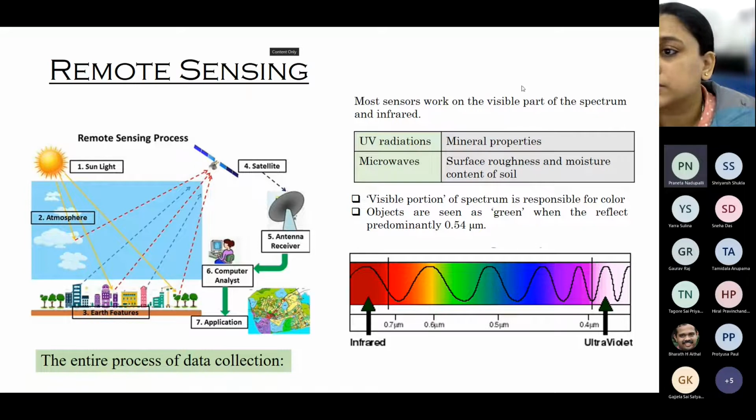Mostly we will be concerned with the visible part of the spectrum and infrared, but other radiations are also useful for different things. UV radiation is used for mineral properties, and microwave for surface roughness and moisture content. The visible portion of the spectrum is also responsible for color. The color that objects reflect is usually the color that we see. For example, plants reflect green, in a wavelength predominantly around 0.54 micrometers. So we observe objects as the color they reflect.